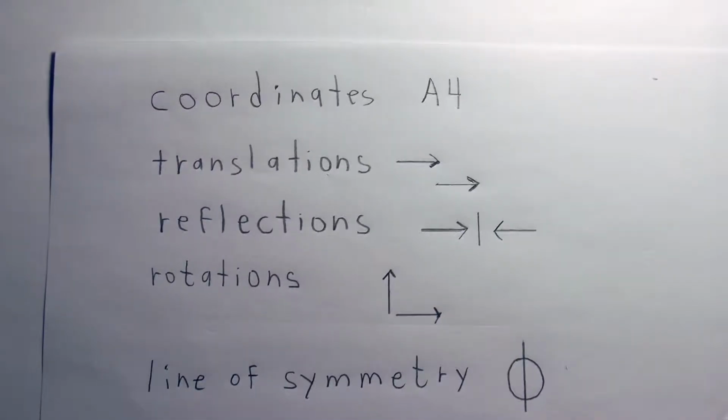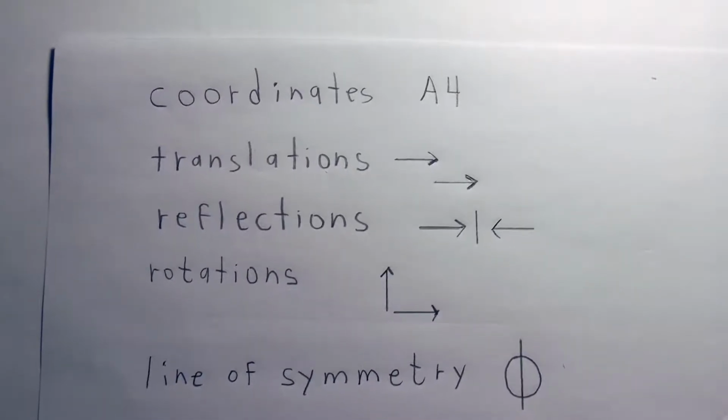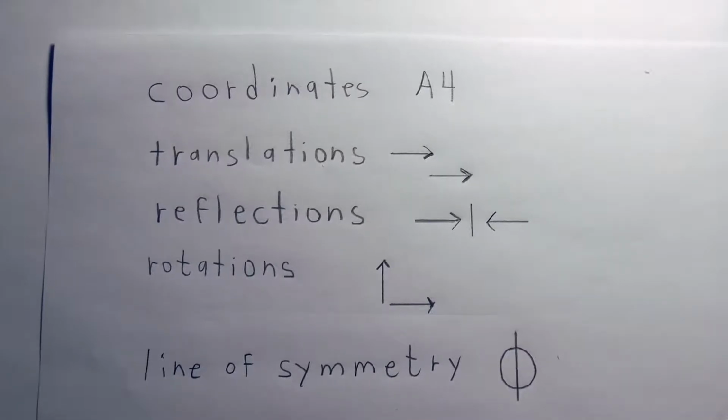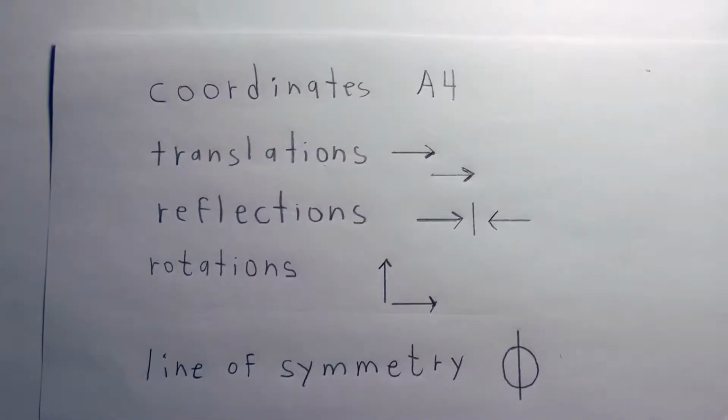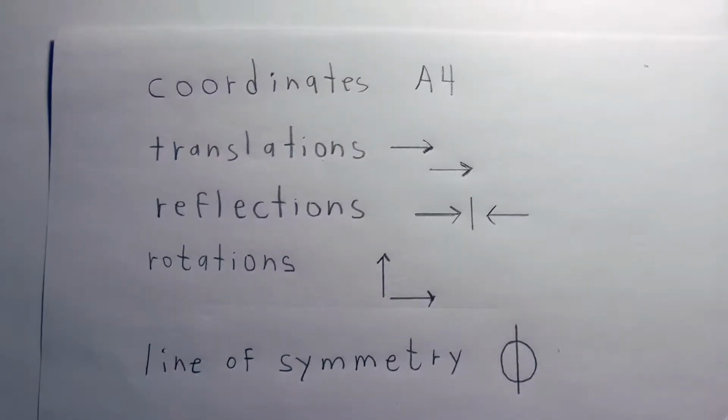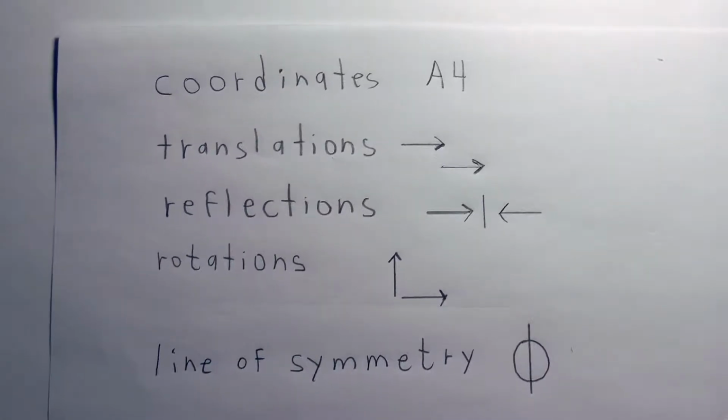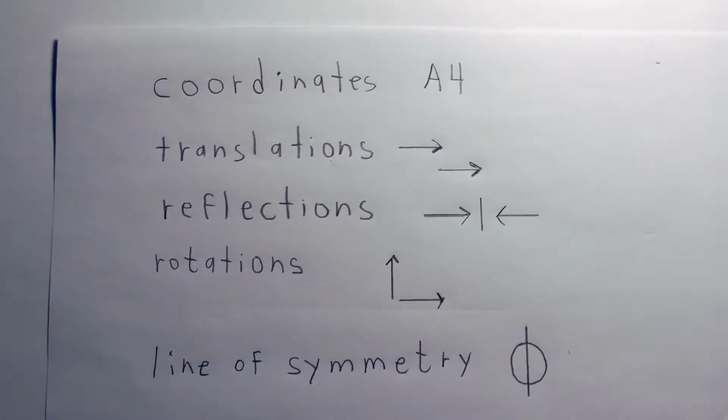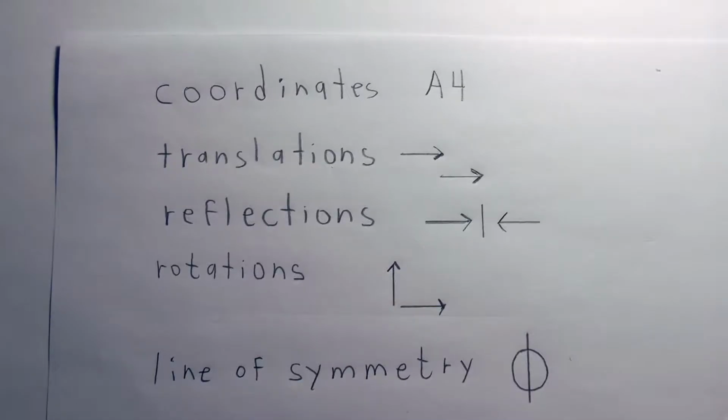Coordinates, translations, reflections, rotations, and lines of symmetry. These are the topics for our test on transformational geometry. Study the icons beside each picture as a quick summary of what these concepts mean.